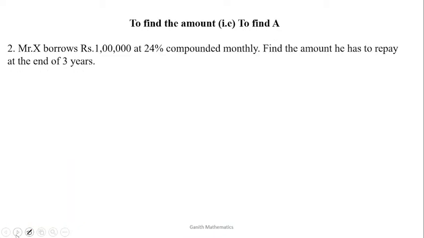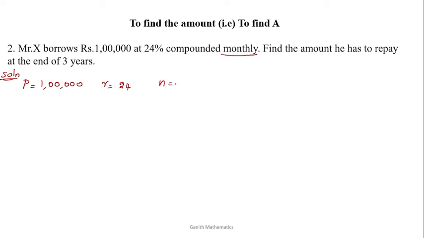To find the amount, find A. Mr. X borrows rupees 1 lakh at 24% compounded monthly. Find the amount he has to repay at the end of 3 years. Solution. So he borrows 1 lakh rupees, that we consider as a principal amount. Okay, and they have given 24% as rate of interest, so R will be 24%, but they have mentioned that compounded monthly. So for a year, how many months are there? So it is 12, right?